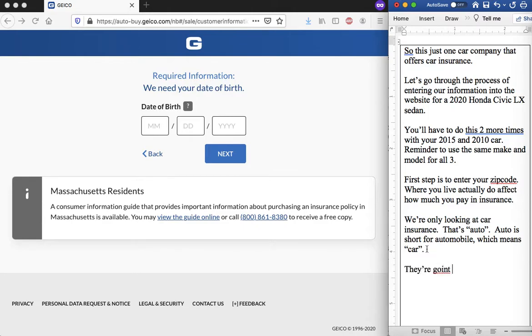They're going to ask a lot of personal information. You can just lie. Just make sure you put the same lie for each of your 3 cars.